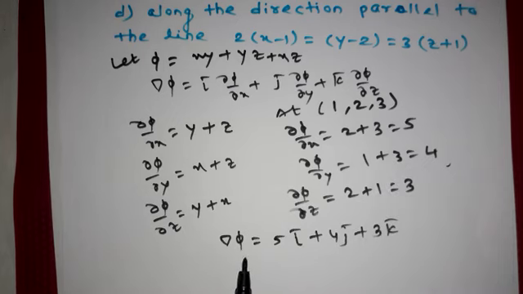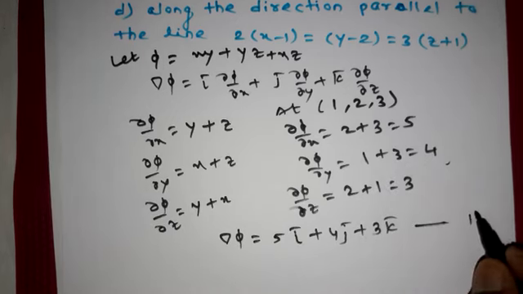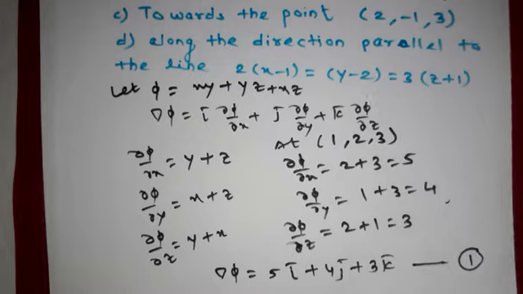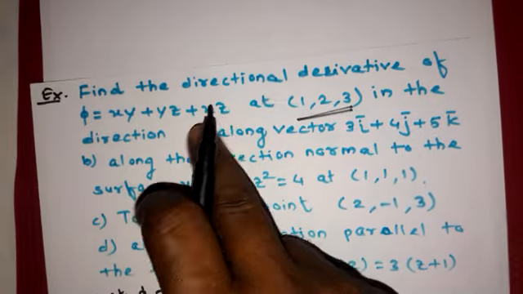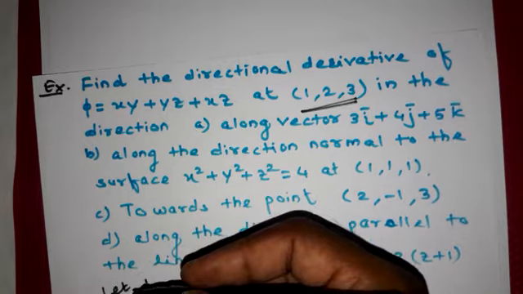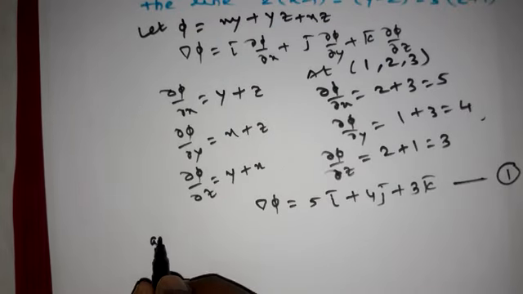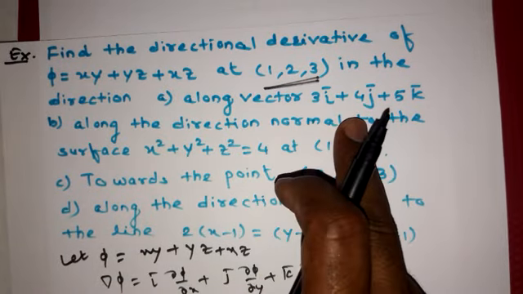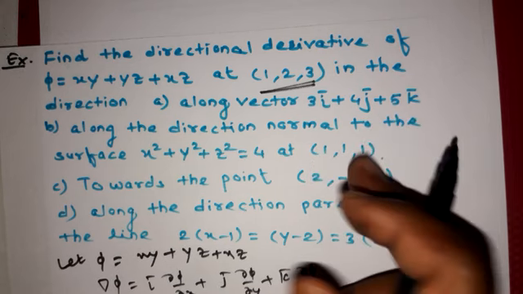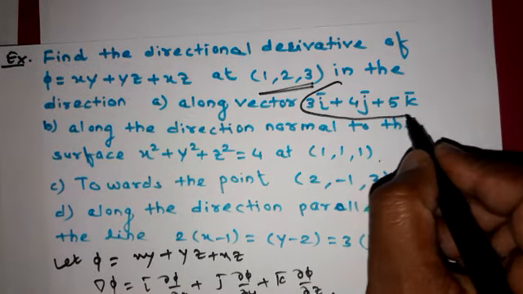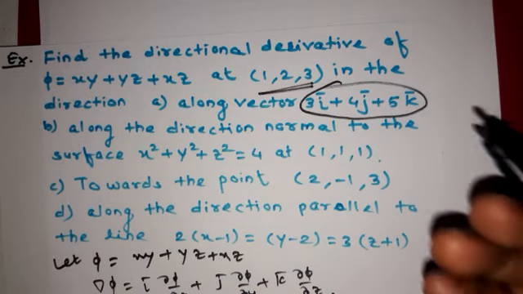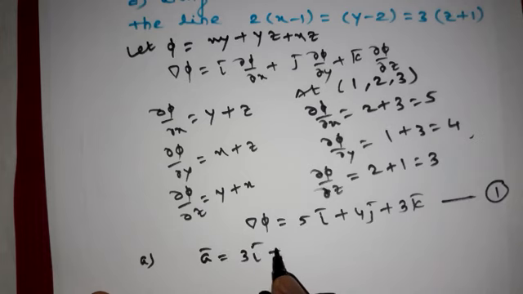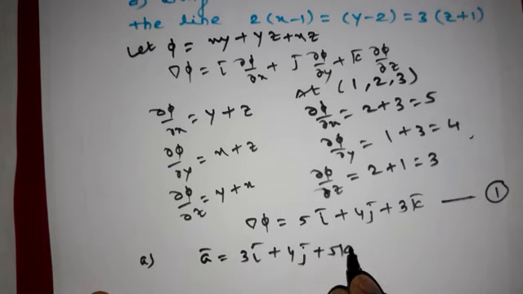Understood? So this is our del phi, and this is my first equation to solve this problem, because I know that I have the same phi which I have to use for a, b, c, d. So a part, read the question carefully, is along the vector 3i bar plus 4j bar plus 5k bar. Call it a bar. So a bar is equal to 3i bar plus 4j bar plus 5k bar.